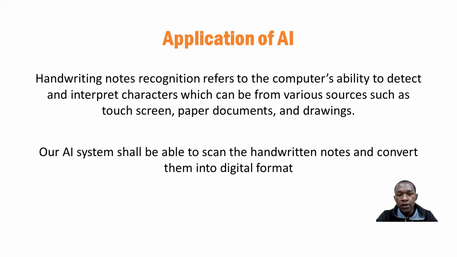Now, we are creating a handwriting notes recognition system. A handwriting recognition system refers to the computer's ability to detect and interpret characters which can come from various sources, such as touchscreens, paper documents, even drawings. This AI system we are building shall be able to scan the handwritten notes and convert them into a digital format that can easily be altered in every other way. You can edit it, you can format it in every way that you want.